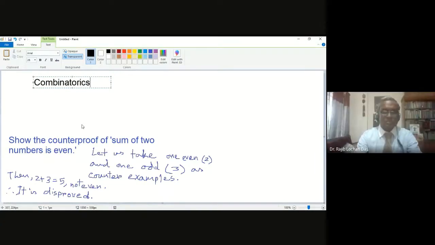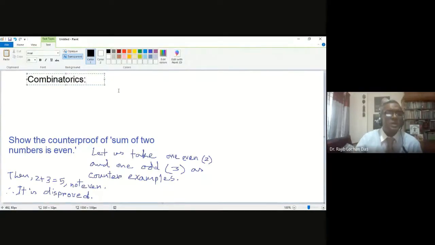So let us move to the next chapter. As a whole, the chapter is called combinatorics. The first thing we discuss is called the counting principle.